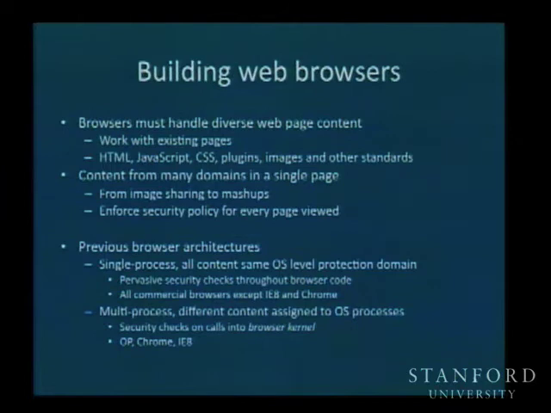IE8 and Chrome have a multi-process architecture where we take content from different places, depending on the scheme, and put it in different operating system level processes depending on some internal policy. The fundamental part of IE8, Chrome and another browser, OP, which I worked on, is that they all have the idea that there's a browser kernel that underlies all of the processes that handle rendering your content. This kernel is really in charge of managing resources in a primitive way.